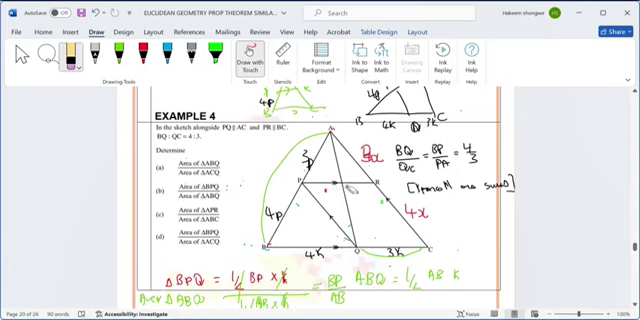Next, we need to check. What are we checking there? We're checking APR. Highlight APR.